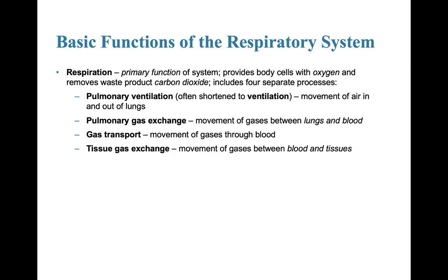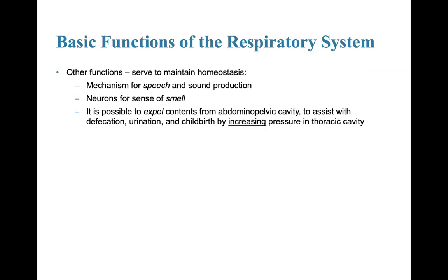As you can see from this, the respiratory system and the cardiovascular system must be intertwined as far as their functions are concerned. They are dependent upon each other. Other functions of the respiratory system are to serve and maintain mechanisms for speech and sound production. We also have neurons or receptors for the sense of smell. And it is possible to expel contents from the abdominal pelvic cavity, for example, to assist in defecation, urination, and childbirth. This is all by increasing the pressure within the thoracic cavity.